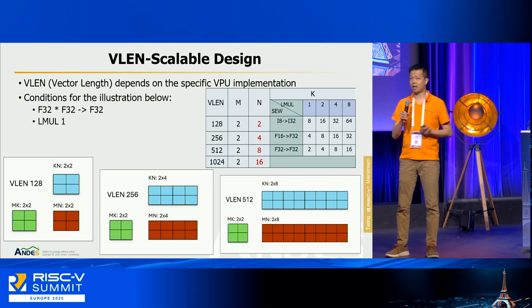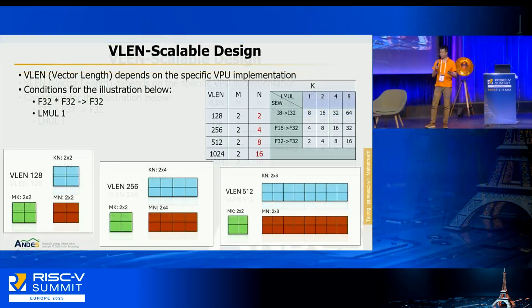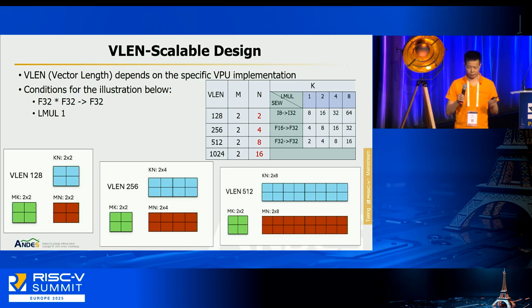Assume that we are multiplying the F32 data type and LMUL 1. So as you can see, the dimension M is always 2, and the dimension K is 2 as well, since we have F32 data type and LMUL 1. The only thing that changes with VLEN is the dimension N. When VLEN doubles, N also doubles.